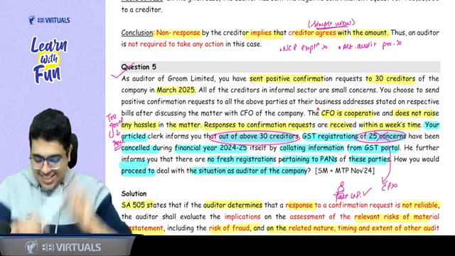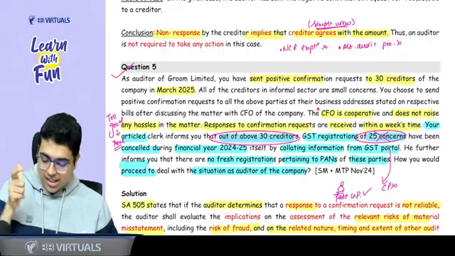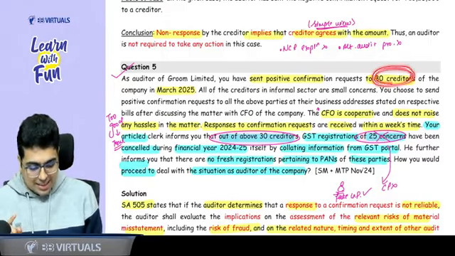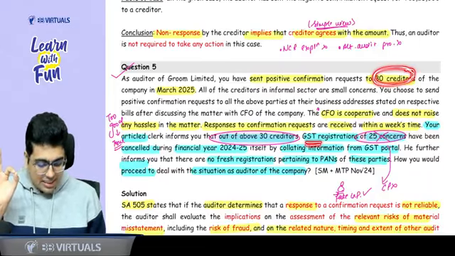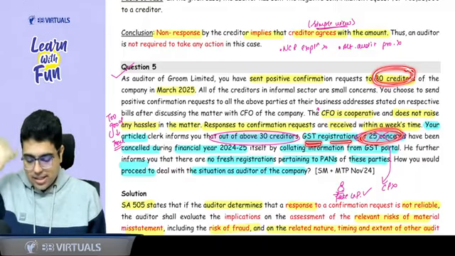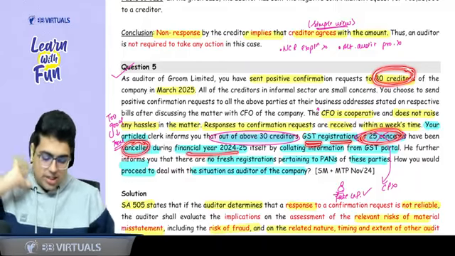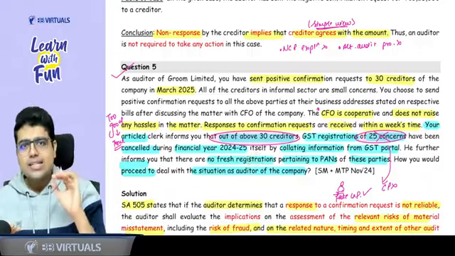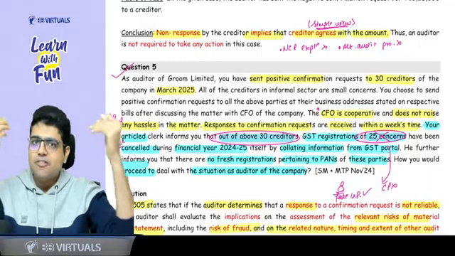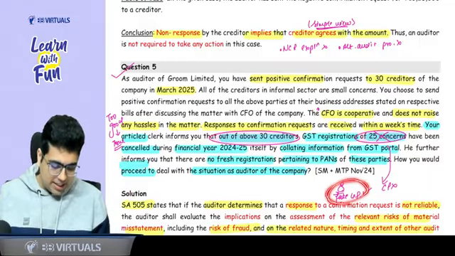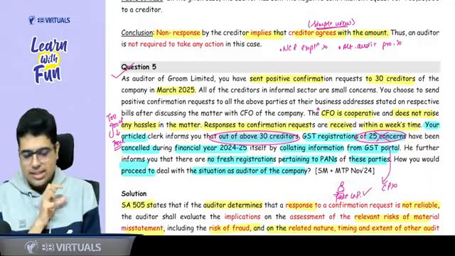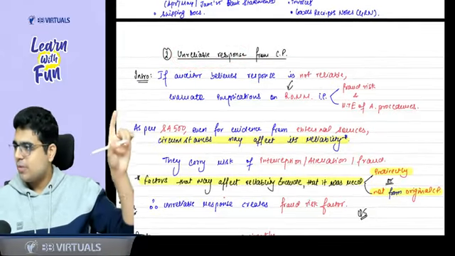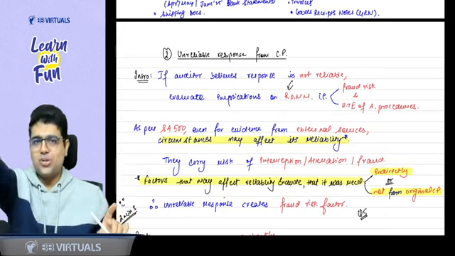Something fishy is there. So now your article intern informs that, listen, out of these 30 creditors, GST registration of 25 creditors has been cancelled during the financial year, and no fresh registration is taken. So can I say that these 25 parties are fake parties? They are fake confirming parties. So can I say this is the case that Shubham sir taught, unreliable response from confirming party? Yes, and this is the theory you need to write.